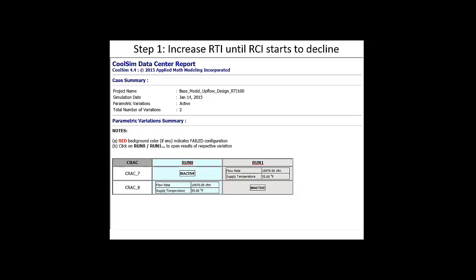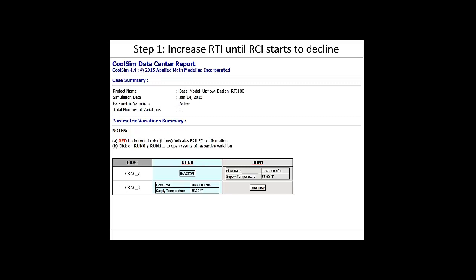So you can see here in run 0, I went to 10,970 CFM. I increased the RTI, but I dropped the supply flow down and began to run at a flow rate that's much closer. In fact, I think that's just about spot on what the rack needs. So let's see what happens.